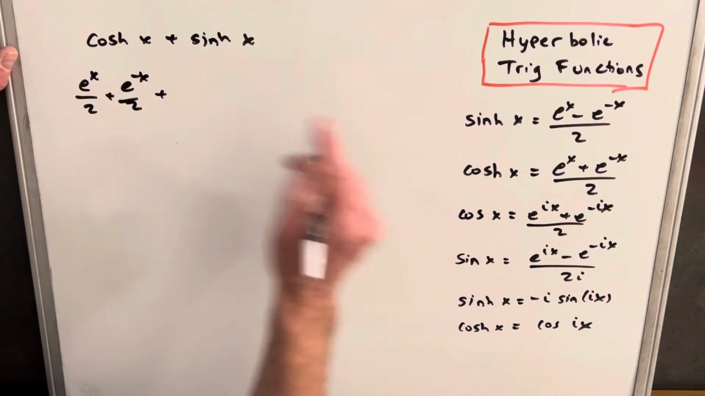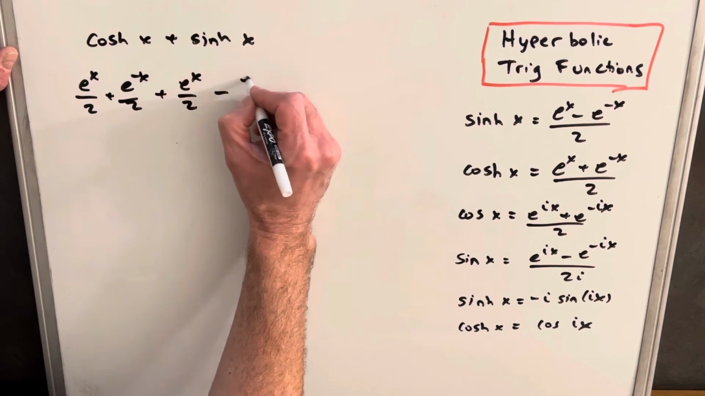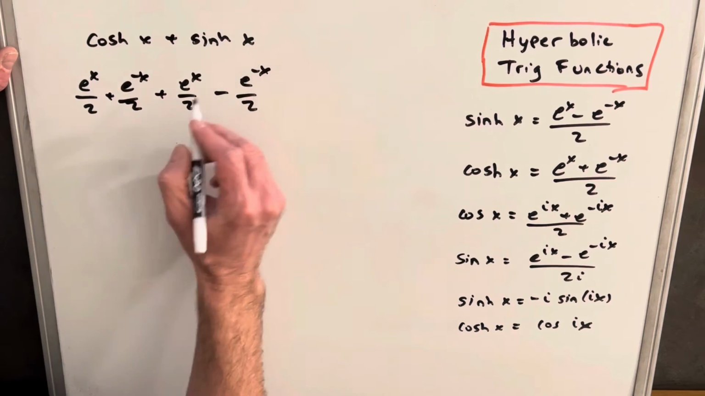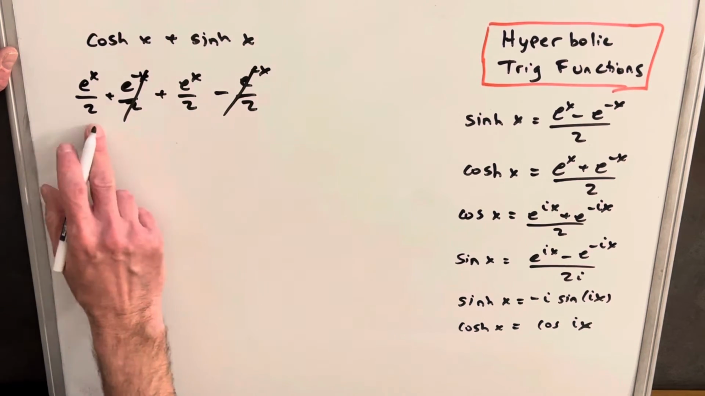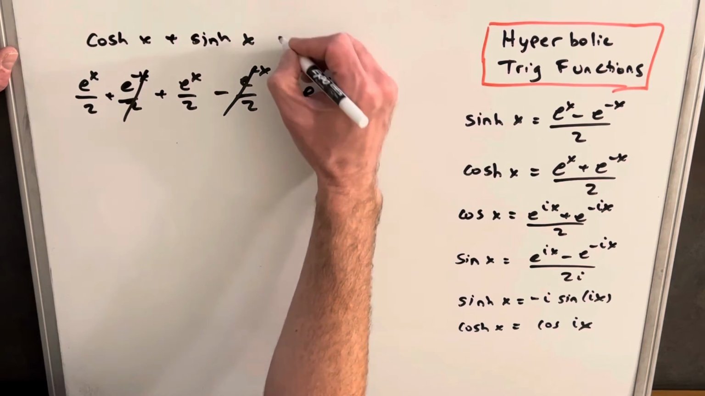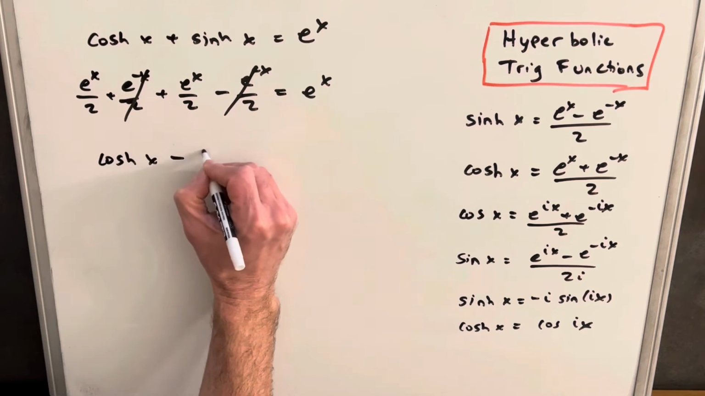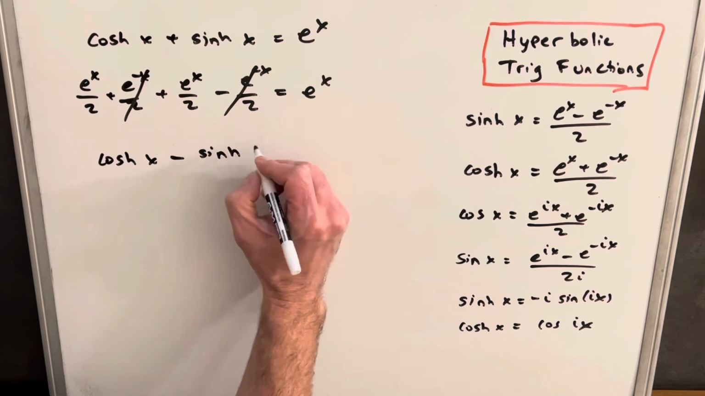And then adding sinh, we're going to have e to the x over 2 minus e to the minus x over 2. But these terms cancel. We have two of these and they're a half each, so this is actually e to the x. Then next we'll do something really similar. We're just going to subtract these, kind of the same thing.